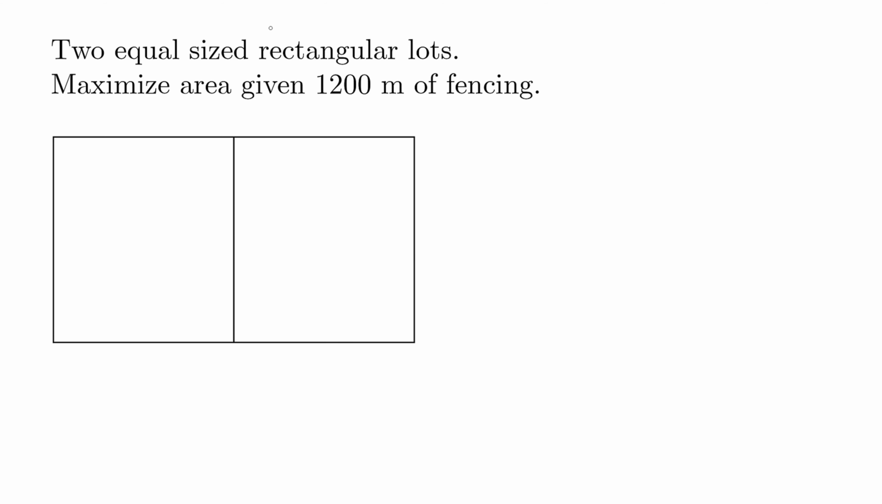Two equal size rectangular lots are here. Maximize the area given you have 1200 meters of fencing.